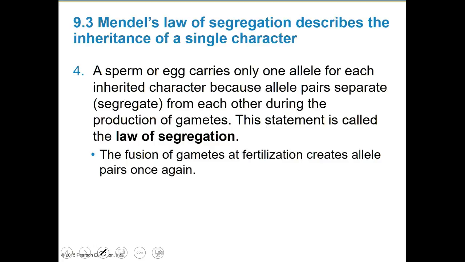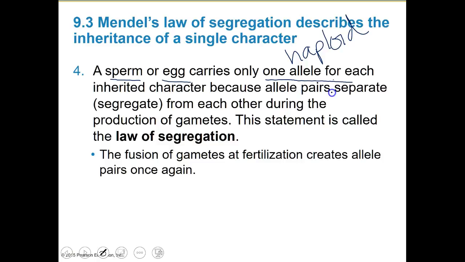Next thing: a sperm and egg carry only 1 allele each, remember, because they're haploid, as we just talked about, and carry half the genetic information of each of the parents. So egg and sperm, one allele each.